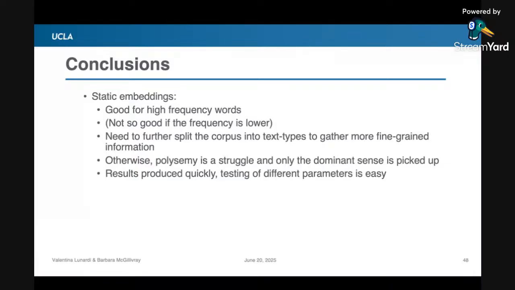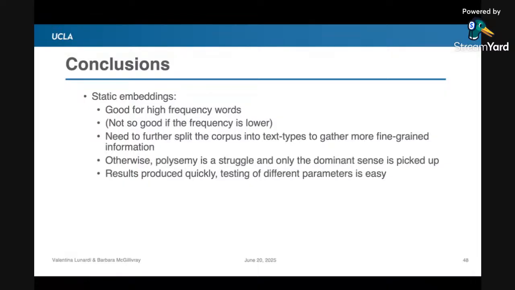I haven't shown you this, but in the past, I haven't obtained particularly good results when a word was particularly infrequent in a corpus. So I'm just giving you that piece of information for completeness, even though I haven't told you about that today. And we saw that it was kind of useful to split the corpus into text type as well to gather more fine-grained information. But otherwise, polysemy can be a bit of a struggle, and as we saw with the ratio, sometimes only the dominant sense is picked up.